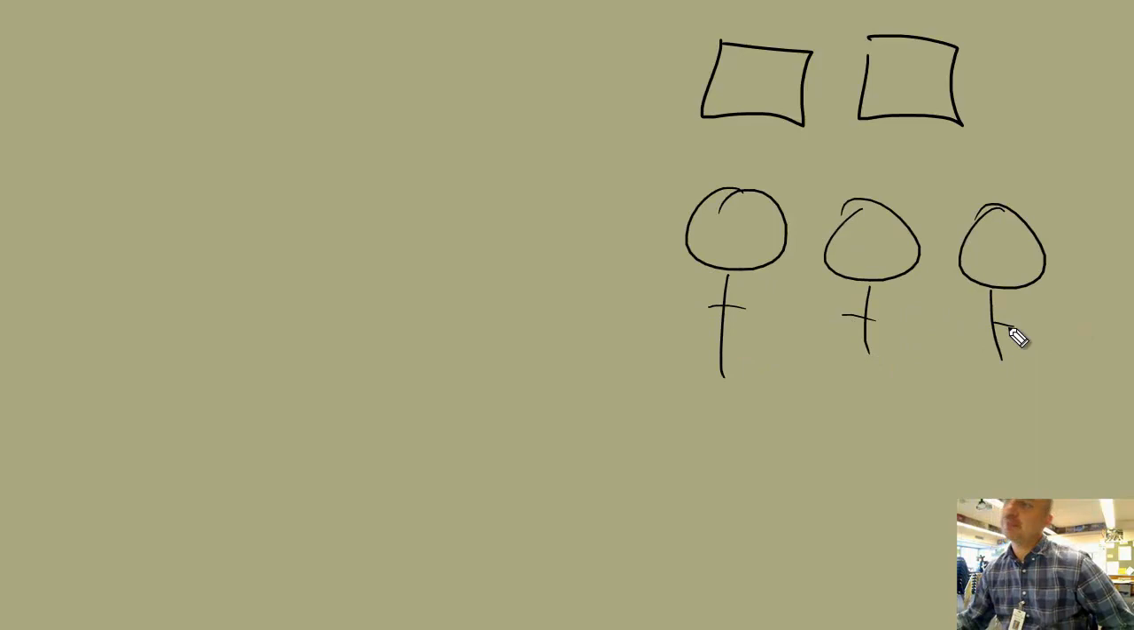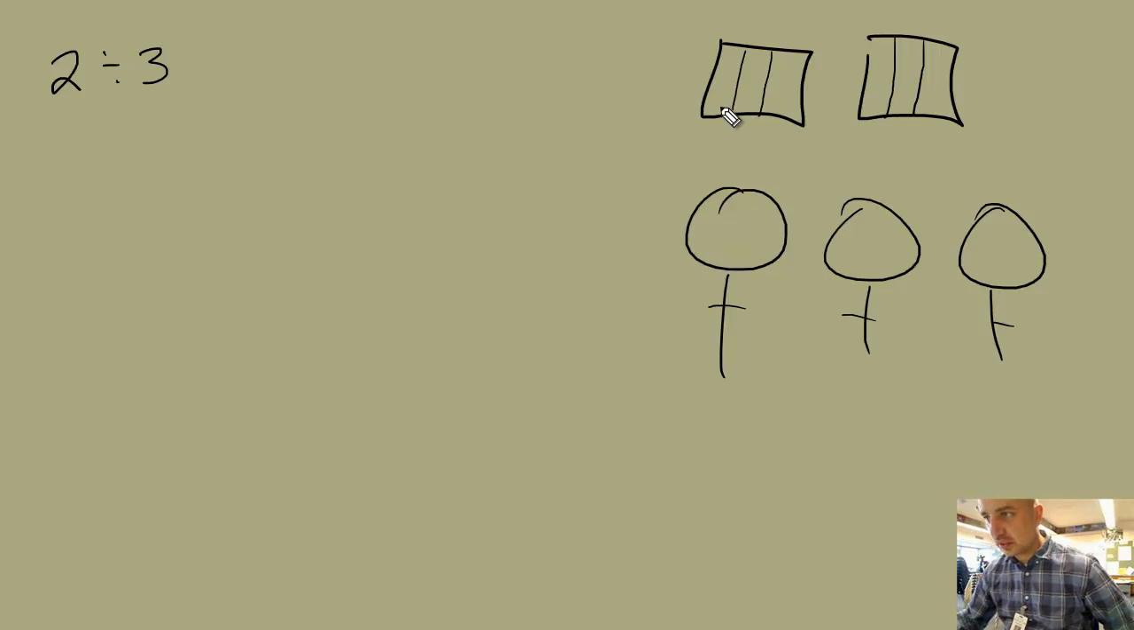What if I had 2 crackers, and I still had those 3 people? What would I do with those 2 crackers? Now I have 2 crackers, and I want to divide them by 3 people. Well, I would need to first take my crackers and break them up into 3 pieces. So this one here would go to this guy. So there's 1 for you. That's 1. And this one here goes to you, and this one here goes to you.